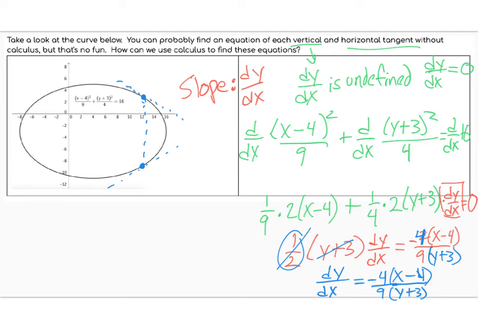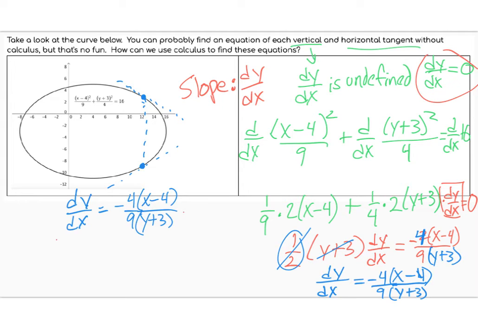Okay, so let's take this one step further. So we've got dy/dx, the slope, is equal to negative 4/9, then we've got x minus 4 on top, y plus 3 in the bottom. Does it make sense that for a slope to be 0, we're looking for the place when the numerator is equal to 0? Because if we've got 0 divided by stuff, that answer is going to be 0.